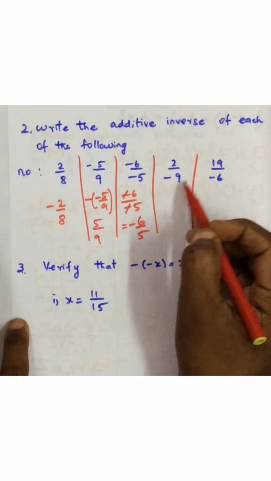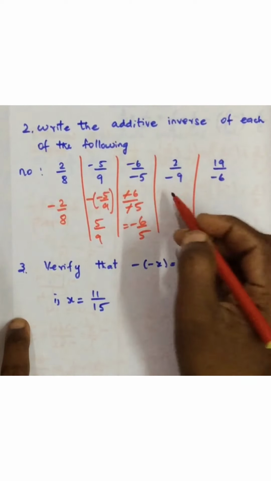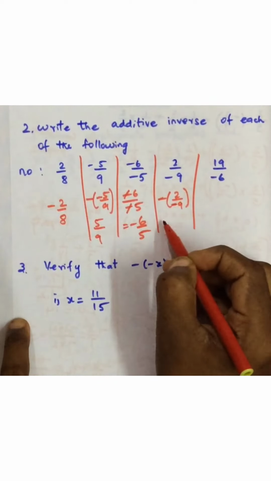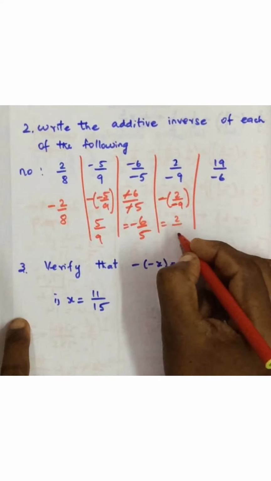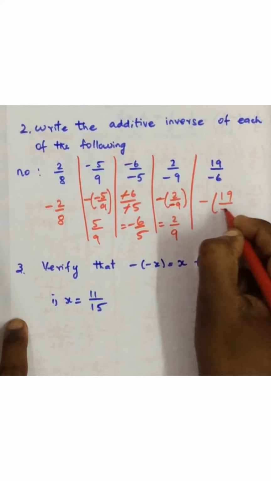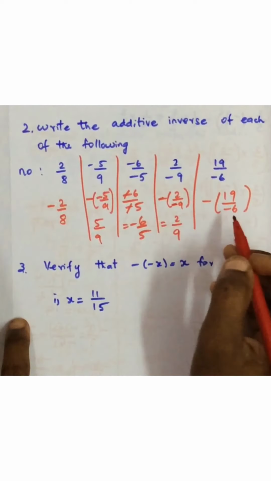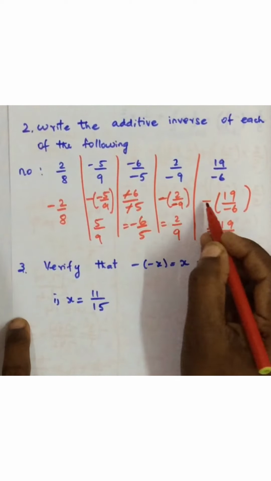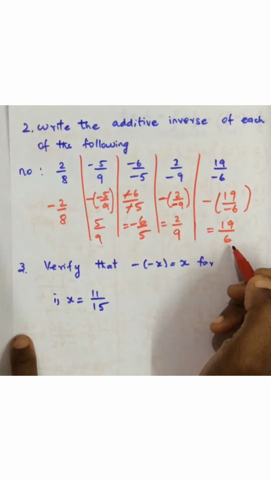Here it is minus 2 by 9. So negative of that is minus of 2 by minus 9. This minus and this minus will get cancelled. So that is 2 by 9. So this is minus of 19 by minus 6. This minus and this minus will get cancelled. That is equal to 19 by 6.